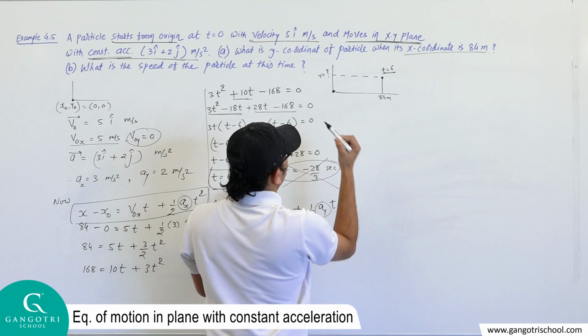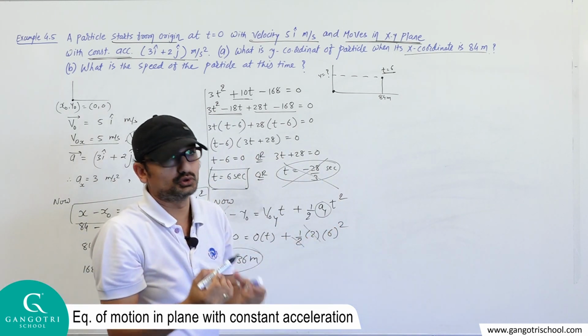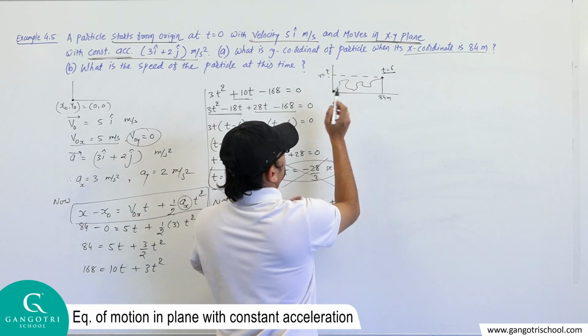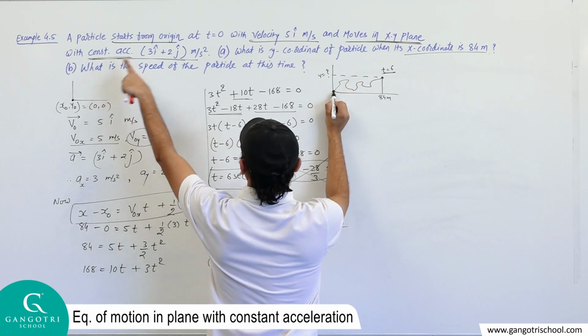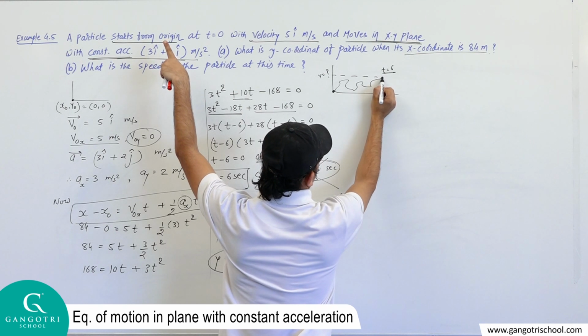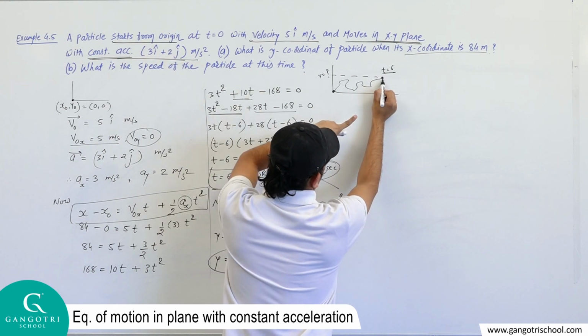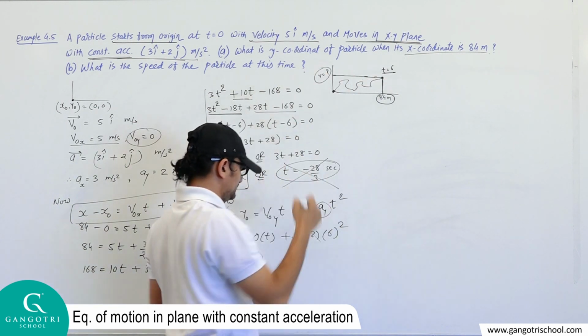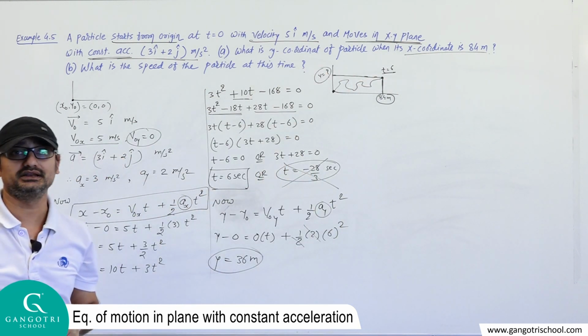In this example, we are not able to know on which path the object performs the motion. But just one thing, that it starts the motion from the origin, and after 6 seconds, suppose here the particle's x coordinate is 84 meters. At that time its y coordinate is 36 meters.